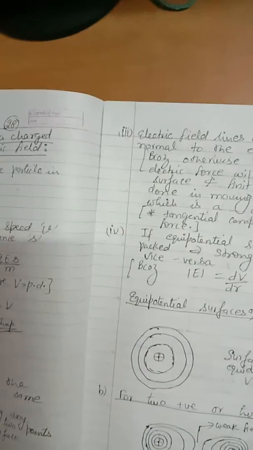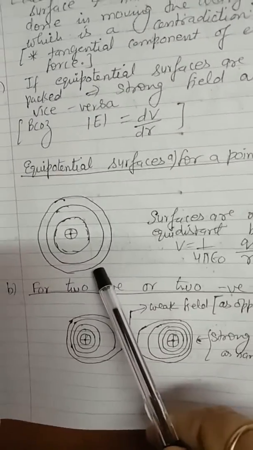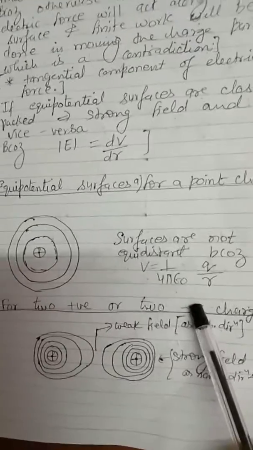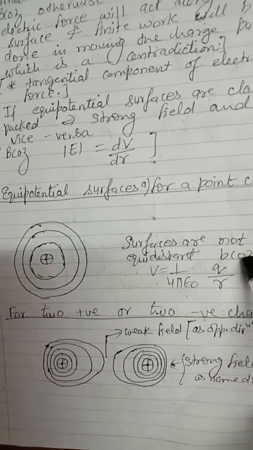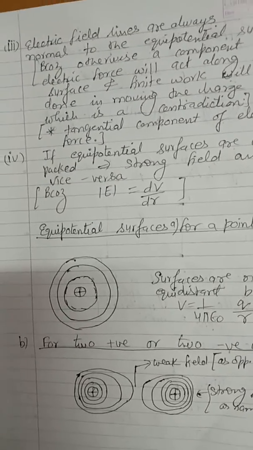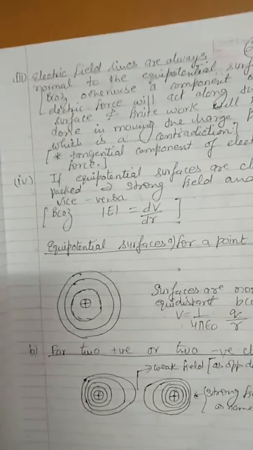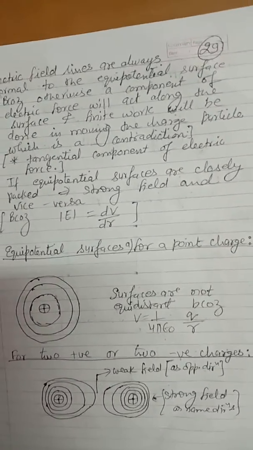So now you can say the next type of question can be, if we have to draw the equipotential surfaces for a point charge. You know the formula, the value is 1 upon 4 pi epsilon naught Q upon R. It is not a direct relation. Say for example, we are taking a potential difference of 10 volt, meaning between any two consecutive surfaces, the potential difference is 10 volt.